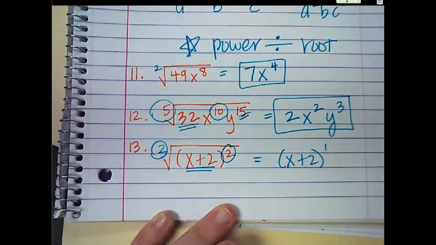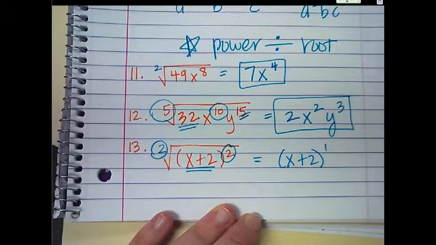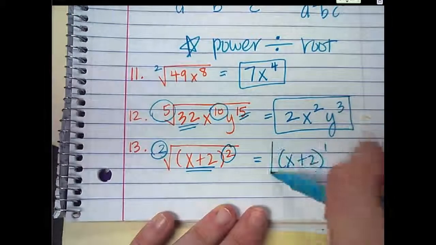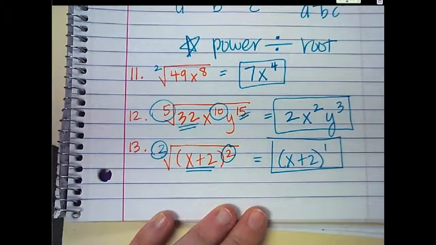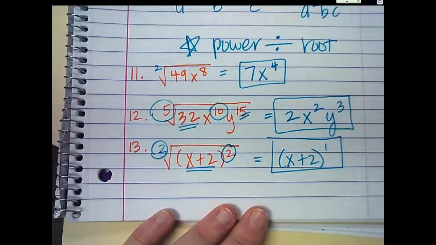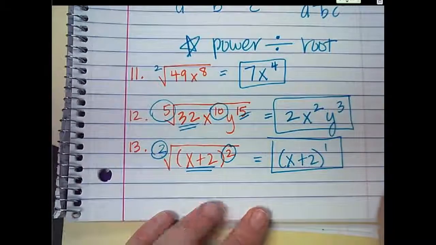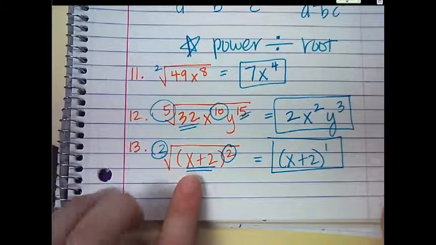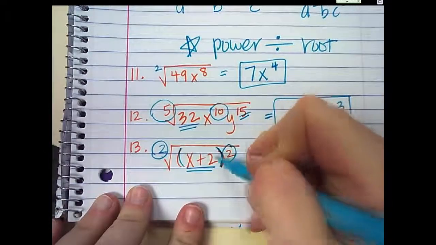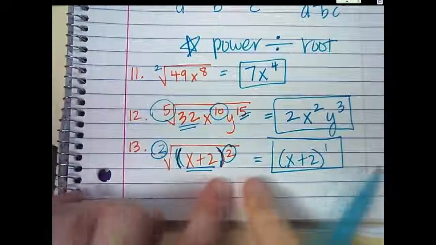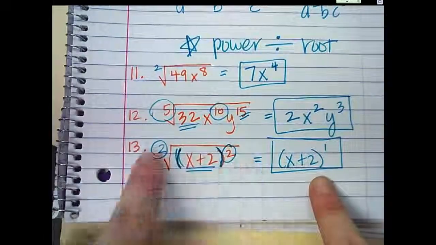You don't have to put the 1. You don't have to do anything with this? Nope. Only the number. Oh, I see what you're saying, because there's an x? Yeah. If it's inside parentheses like this, I don't do anything with that. I take that parentheses, I put it here, and I divide power divided by root, and I put my exponent.